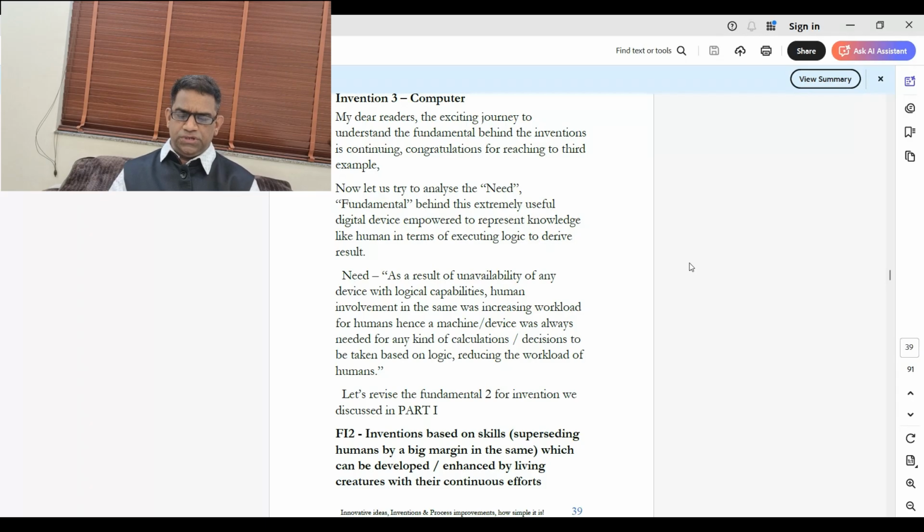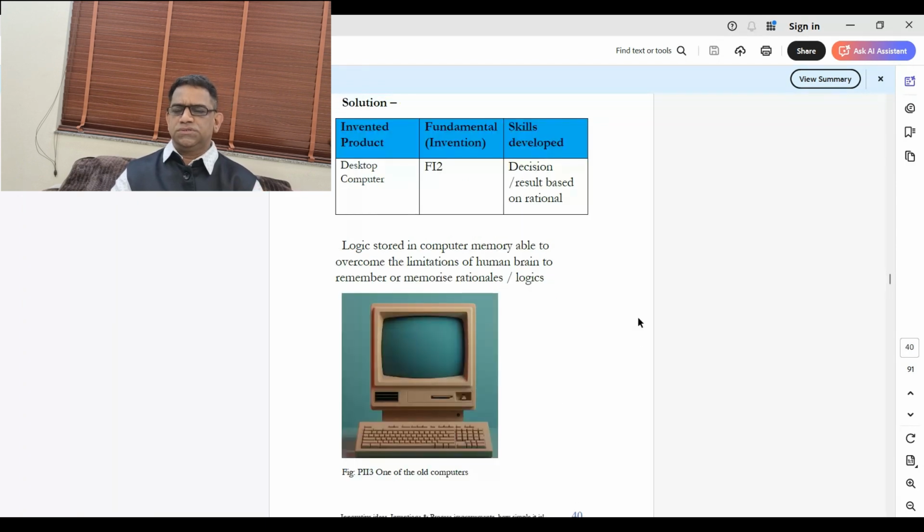Okay, so the solution, the invented product, was the desktop computer. Fundamental, very simple, FI2, skills. What were the skills? Inspired by humans, which they can develop or enhance by their continuous effort, is decision or result based on rational or developing logic or executing logic. Okay, logic stored in computer memory was able to overcome the limitations of the human brain to remember, to memorize rationals or logics. Wonderful. One of the old desktops I've shown here, but let's see how it is maybe transformed with the help of process improvement.